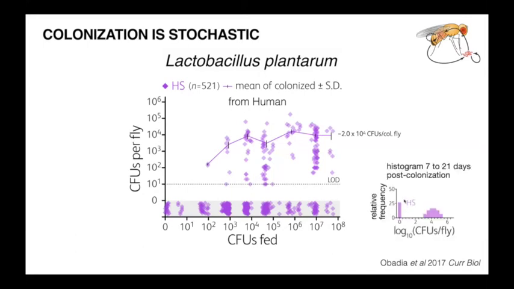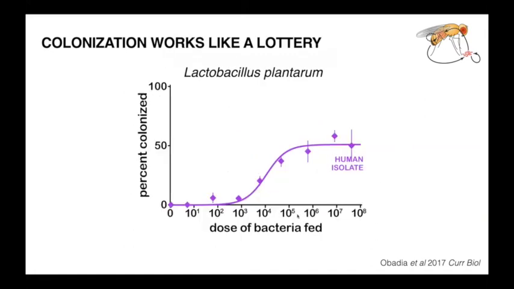And so we see in the end point, 7 to 21 days later, that there's this variation in the colonized flies in terms of the abundance of bacteria per fly, but there's also a bunch of flies that are germ-free. And so we can convert that to a colonization efficiency plot, where the y-axis is now the efficiency, the ratio of colonized to colonized plus uncolonized total flies. And so there's only a 50% colonization efficiency, but this purple strain came from humans, the human Lactobacillus plantarum. So we thought maybe there was some specificity for the host.